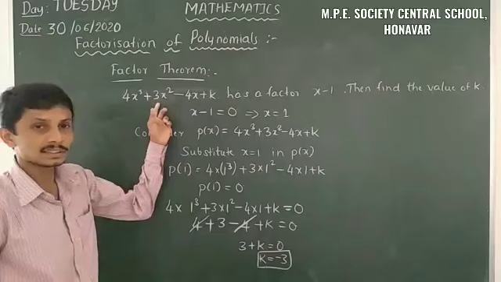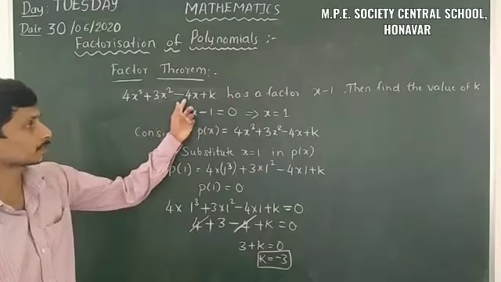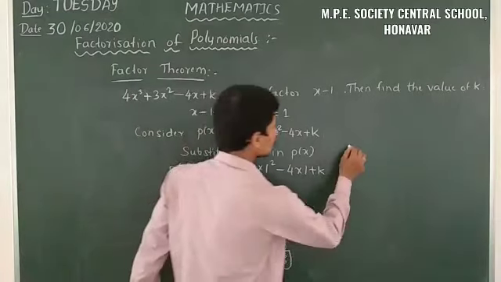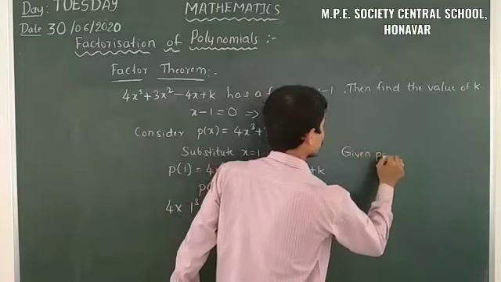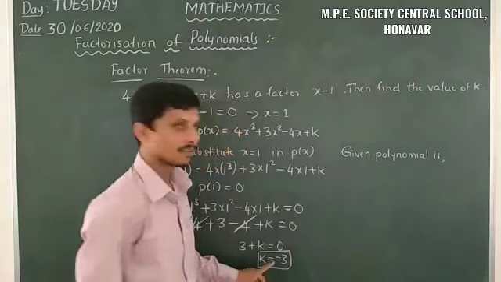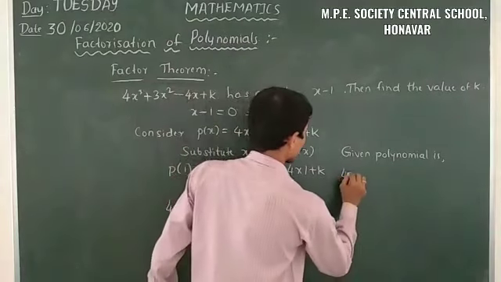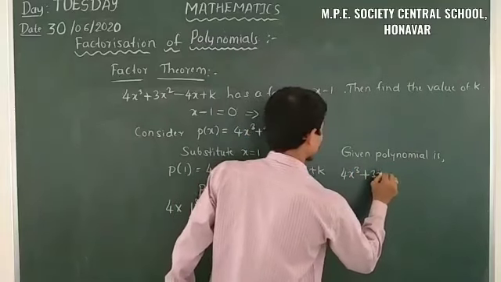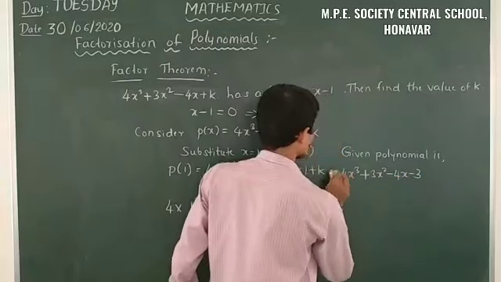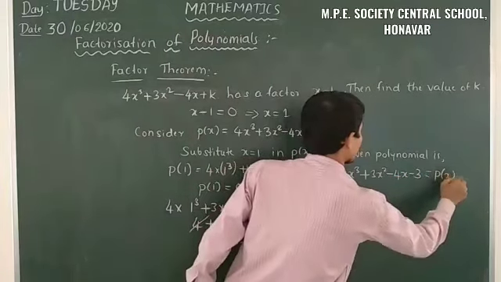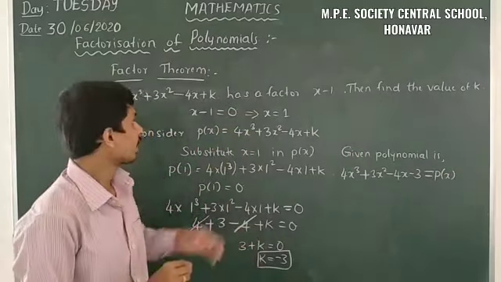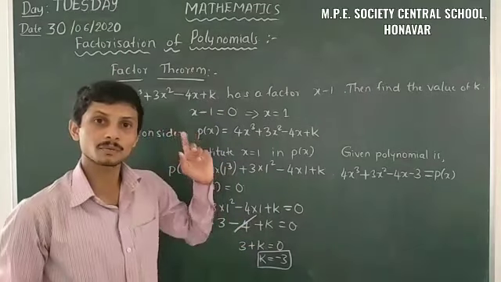So the given polynomial is 4x cube plus 3x square minus 4x plus k, and we have to substitute the value of k. So that is 4x cube plus 3x square minus 4x minus 3. So that is p of x. So from the use of the factor theorem we found out the value of k.